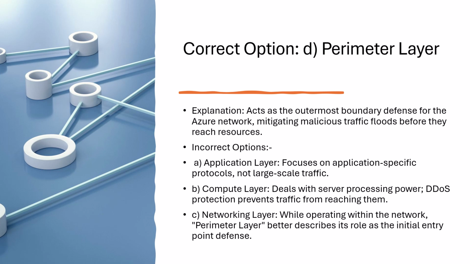B. Compute layer. The compute layer deals with the actual servers and processing power running your applications. While securing your compute resources is crucial, DDoS protection aims to prevent the overwhelming traffic from even reaching these resources in the first place. C. Networking layer. While DDoS attacks are network-based, and DDoS protection certainly operates within the network infrastructure, the term perimeter layer more accurately describes its role as the initial boundary defense for your entire Azure environment. It's about protecting the entry points to your network.